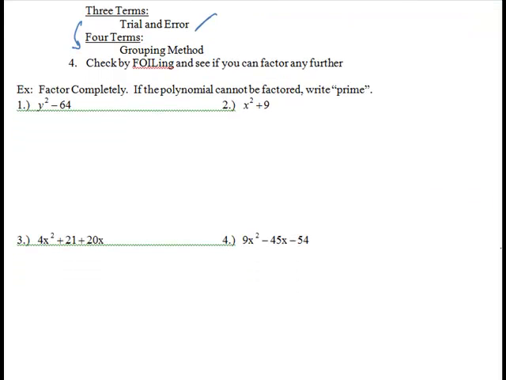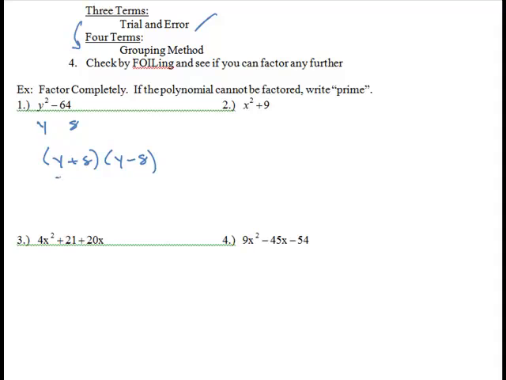Example 1, y squared minus 64. Notice there's no equal sign. We're simply asked to factor. So step number 1, make sure it's in standard form. It is. Step number 2, check for a greatest common factor, making sure the leading term is positive. It is as well. So now count the number of terms, two terms. y squared and 64 are both perfect squares. The square root of y squared is y. The square root of 64 is 8. And they're being subtracted, so we're going to factor this using the difference of squares. It's going to factor into y plus 8 and y minus 8.